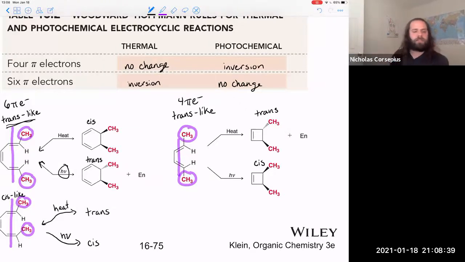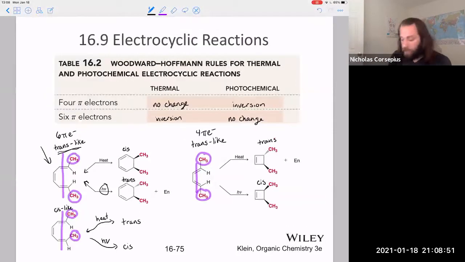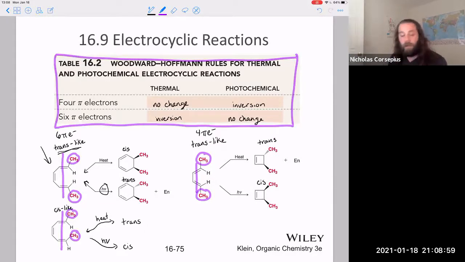Okay, so by using this trans-like, cis-like designation, we can dramatically simplify that very complicated molecular orbital picture that I gave you before. So this is, I think, your takeaway: what do I really have to remember from this chapter in order to correctly predict products? I think that this is way easier than trying to remember that molecular orbital picture. So hopefully that simplified things for you guys.